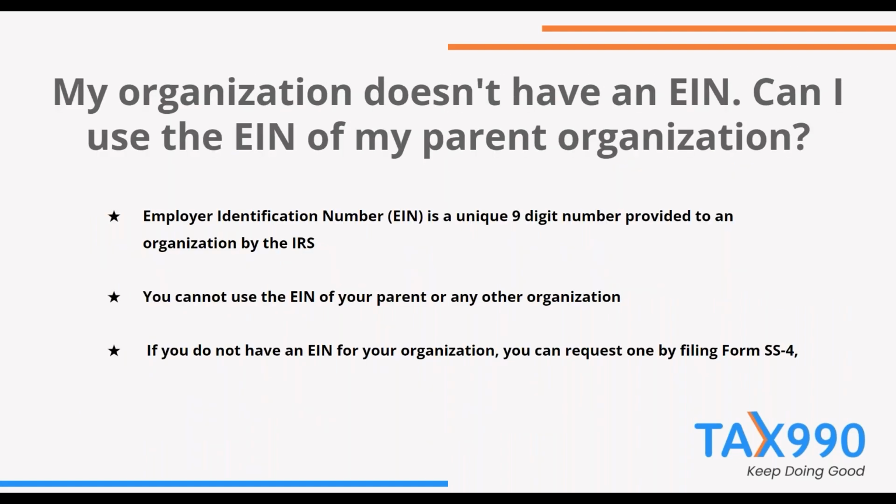If your organization does not have an EIN, you cannot just use your parent organization's EIN to file. The EIN is a unique 9-digit number provided to an organization by the IRS to identify the organization. If you don't have an EIN, or employer identification number, for your organization, you would need to request one by filing the Form SS4, which is an application for employer identification number.